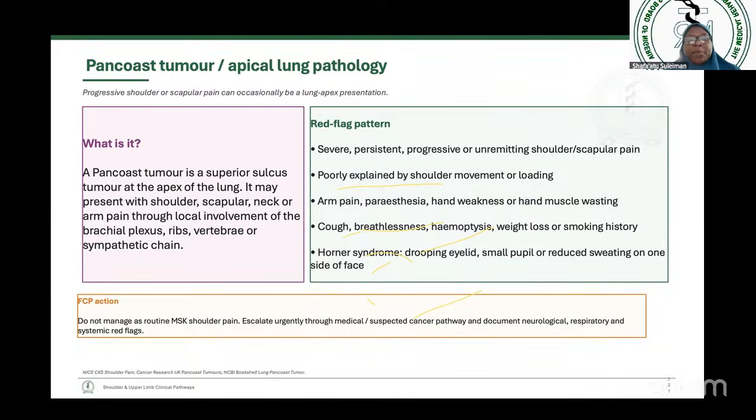Sometimes they might present with Horner syndrome, like a drooping eyelid, a small pupil, or reduced sweating on one side of the face. Still, we are not to manage it as a routine MSK shoulder pain. The best thing is to escalate. The best and right thing to do as FCP is to escalate through the medical team, the suspected cancer pathway, and then document any neurological, respiratory, and systemic red flags, and also safety net the patient.